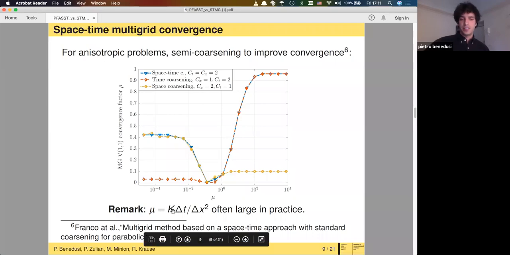And what I can see is that in practice, at least in my application, and in every application I've seen before, this mu is quite large because you have the delta x squared at the denominator. So you are usually in this region, and space coarsening is usually enough.